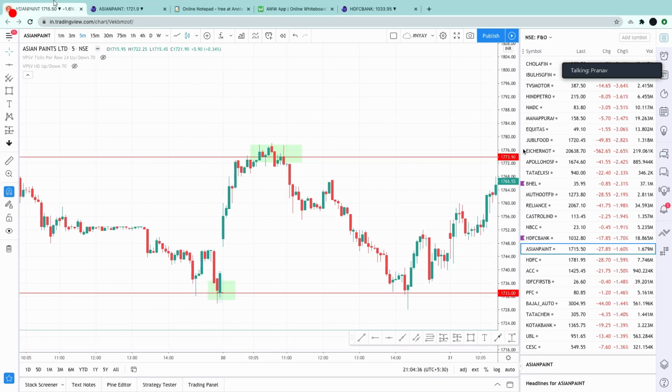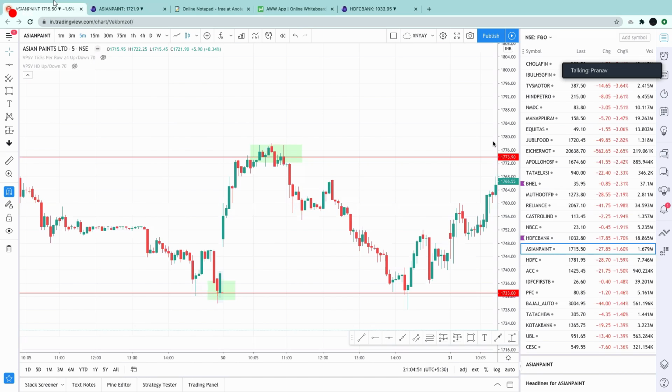Whoever asked, I lost the chat, but whoever asked whether a gap up or gap down is a rejection: are you clear? Gap ups and gap downs are not rejections. This is what I mean by rejection. When you see a swift kind of rejection from one level, that is a rejection.